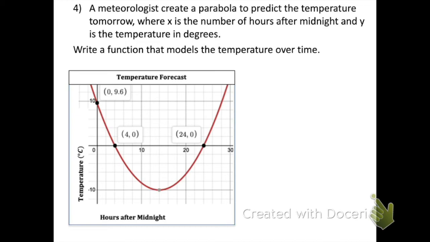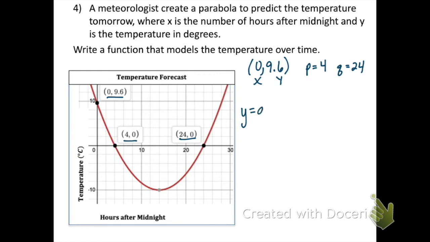Now I see that the vertex down here has a little gray circle on it. It's not labeled though, so I'm not going to use vertex form. I'm going to say that it gave me my intercepts and another point. So let's start by writing those out. So my other point is 0, 9.6. My P is 4 and my Q is 24, excuse me. So always start your problems by writing that out.